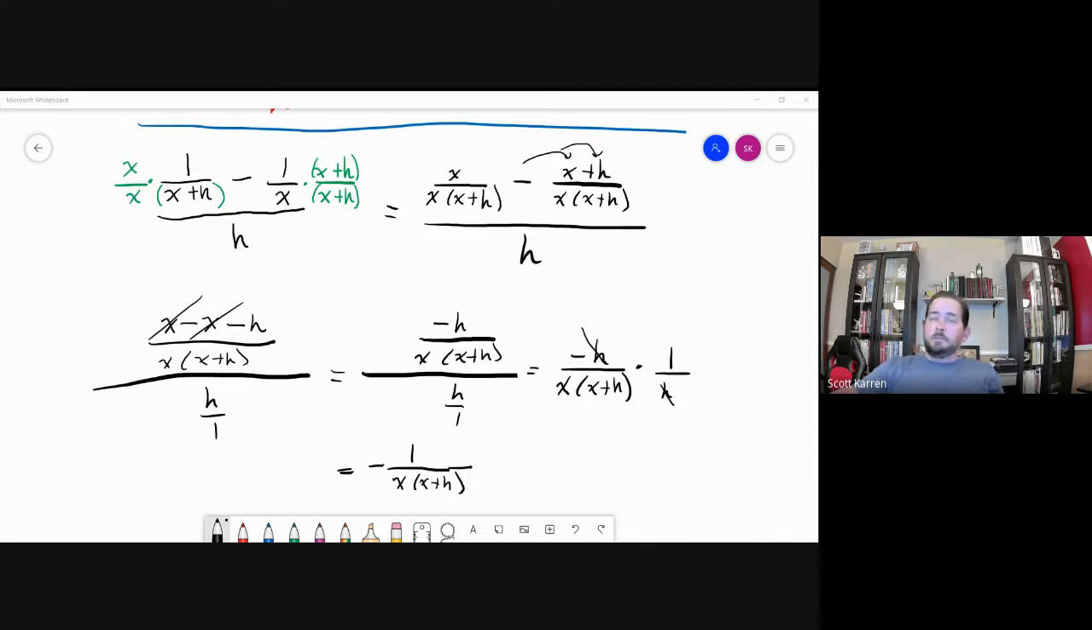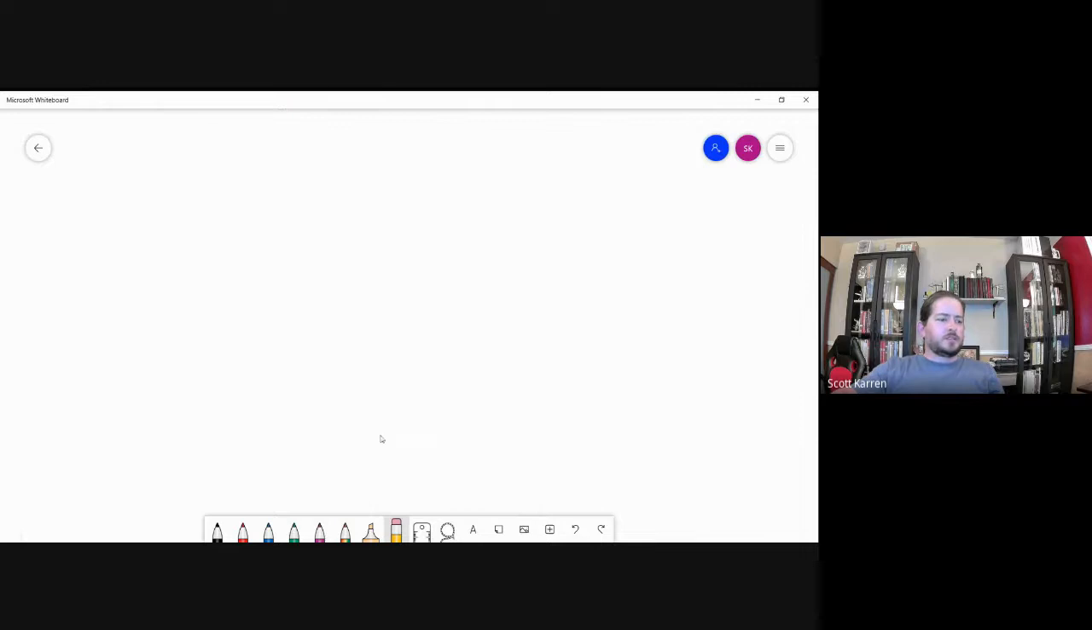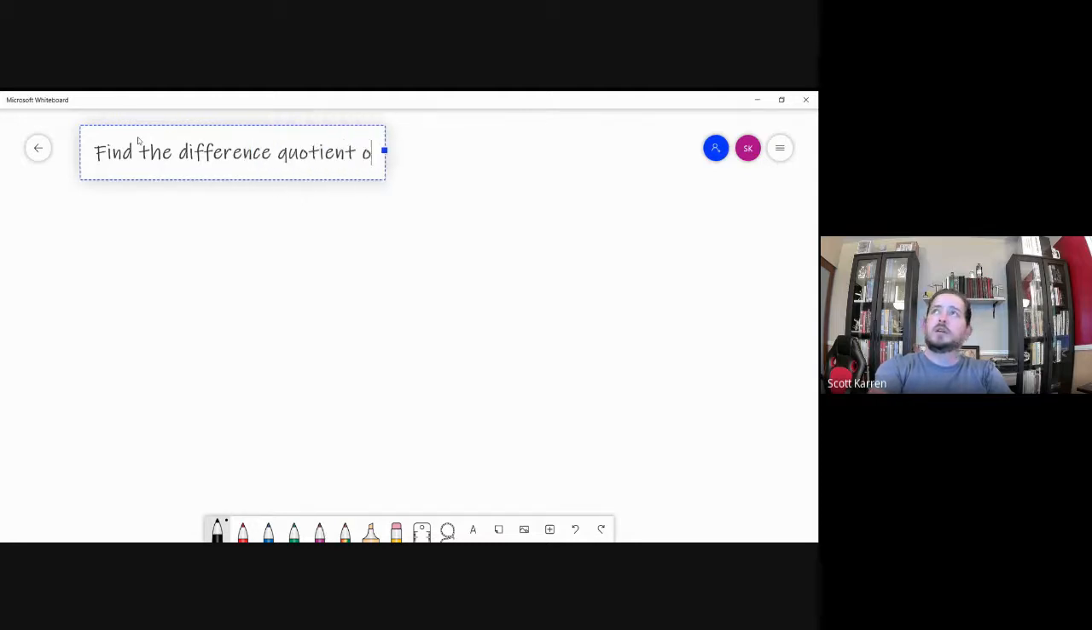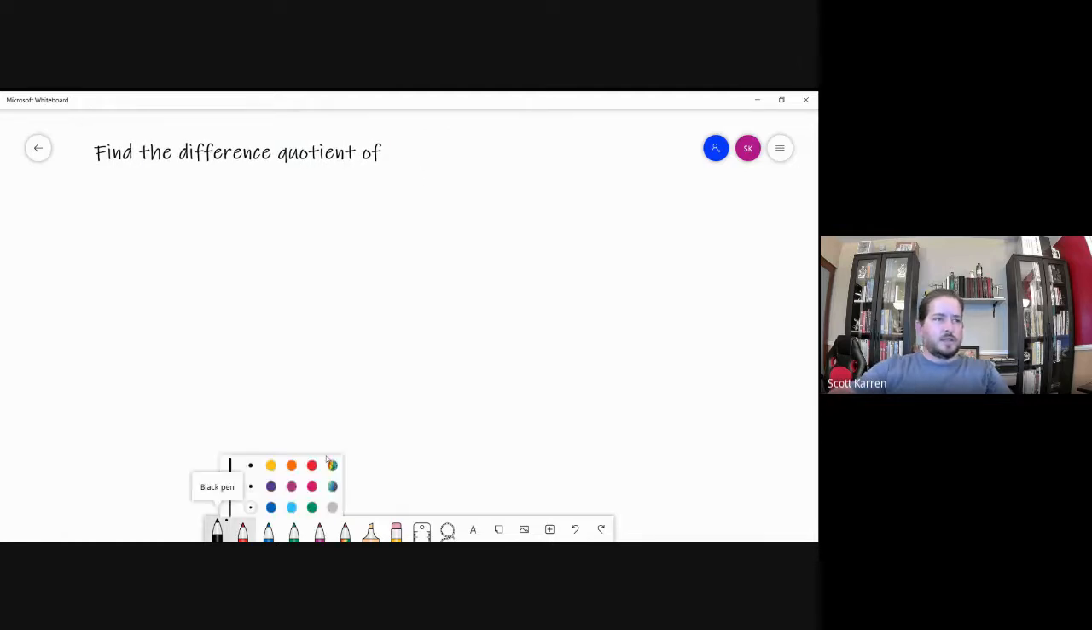All right. Let me do one more of these. Sometimes people get a little overwhelmed with these, and that's understandable. So let's do one more. Again, we're going to find the difference quotient. Find the difference quotient of, and we have f of x equals 2x squared plus 5x minus 1.